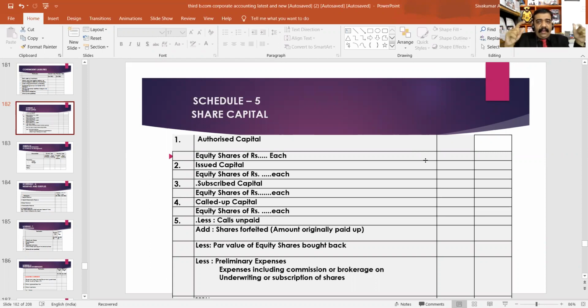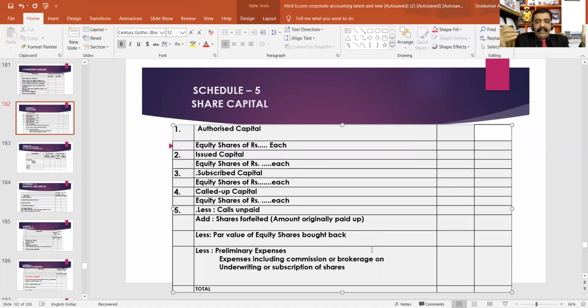Under the heading share capital, you have to include the explanations and amount of authorized share capital, issued share capital, subscribed share capital, and called-up share capital. Then you have to deduct calls unpaid, and add shares forfeited, amount originally paid up. Then deduct par value of equity shares bought back, and deduct preliminary expenditure, including commission or brokerage on underwriting or subscription of shares. Then please total it. Now Schedule 5 is over.